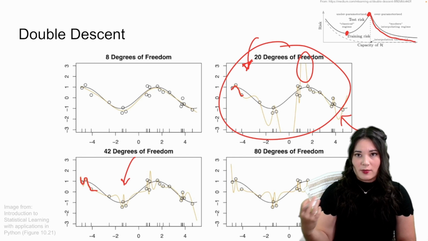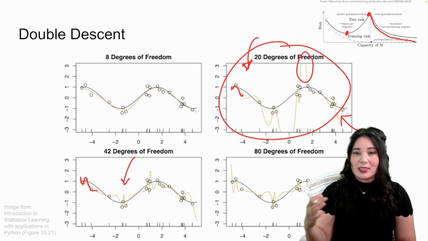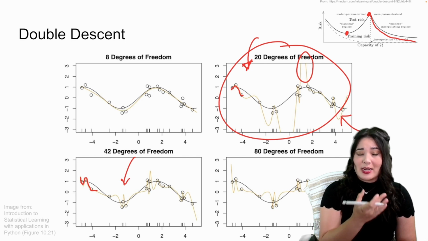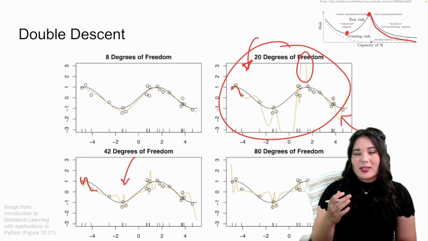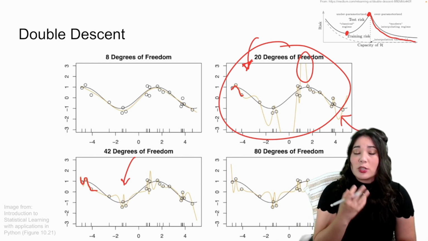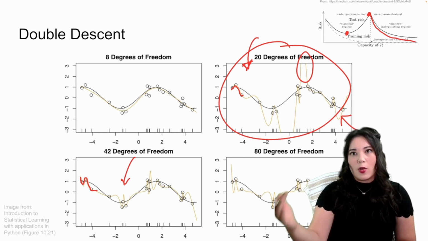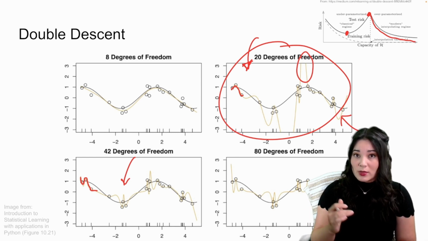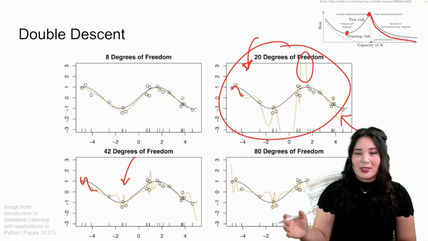As we increase the flexibility of our model past the interpolation point, we actually see the out of sample or test set error start to decrease again, because even though our models technically have more flexibility, the way we choose the model out of all the models that could interpolate the points forces us to choose the smoothest option of all of those models, thus leading to that second descent.